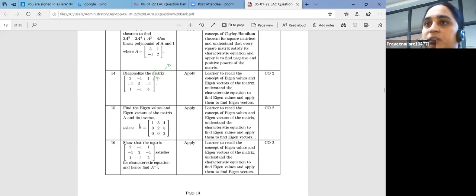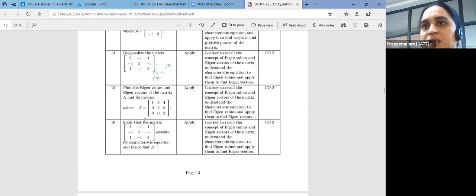And next, the 15th also, we know that procedure: find the eigenvalues and eigenvectors of the matrix and find its inverse. Inverse means what? Here, for this question, they are not asking whether it is diagonalizable. They are only asking up to A inverse. Find the eigenvalues and eigenvectors, and after that find the model matrix inverse.